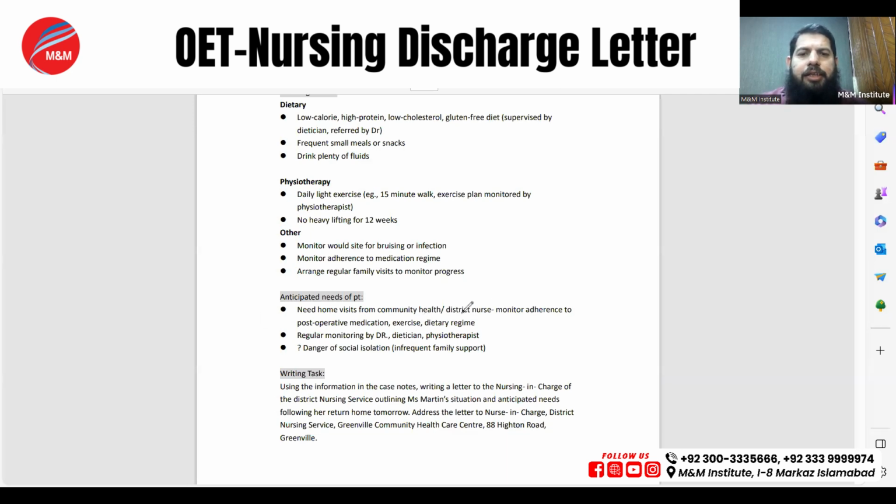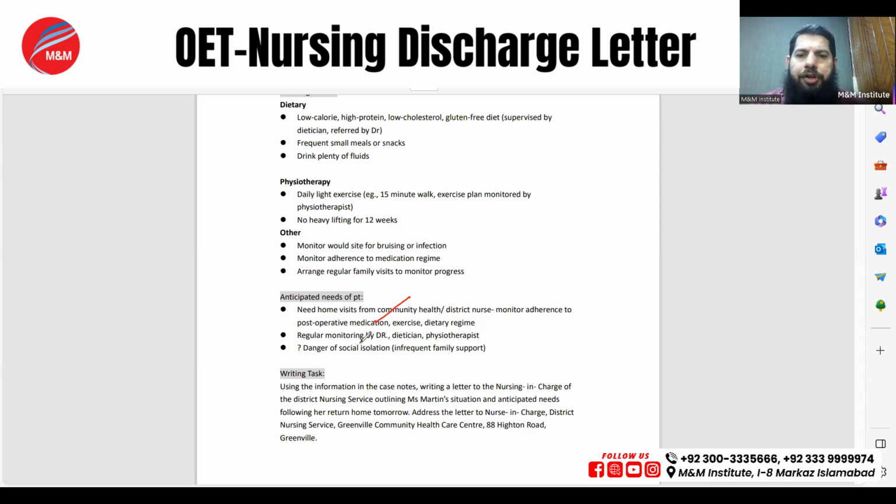Then what we have in the anticipated needs. In the anticipated needs, it's something related to a district nurse to monitor. First is the post-operative medication, as there was no such post-operative medication, exercise and dietary regime. So whatever medicine she was taking and it has to be continued after the discharge, it has to be ensured by the nursing in charge that she should take that medicine.